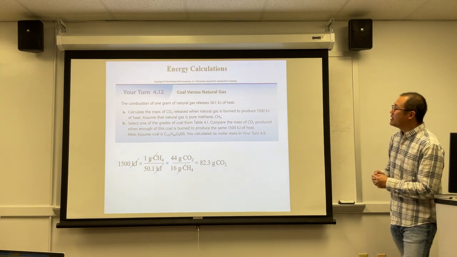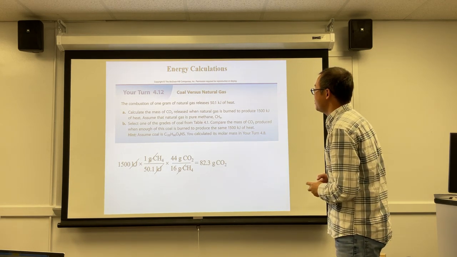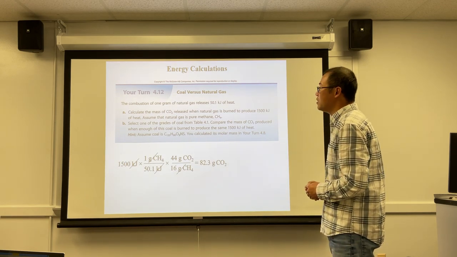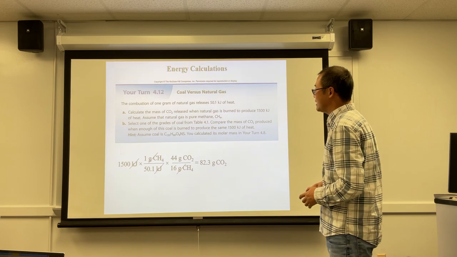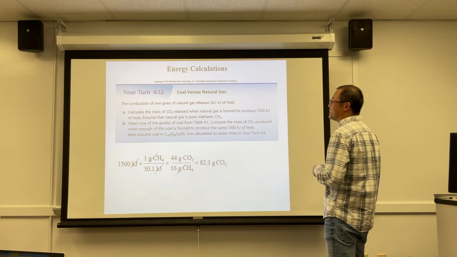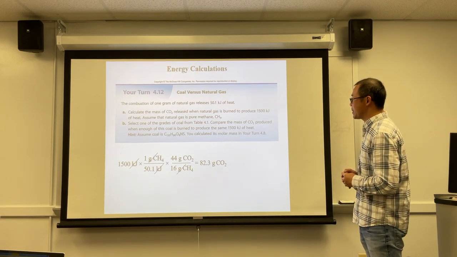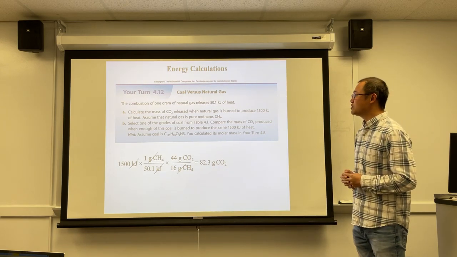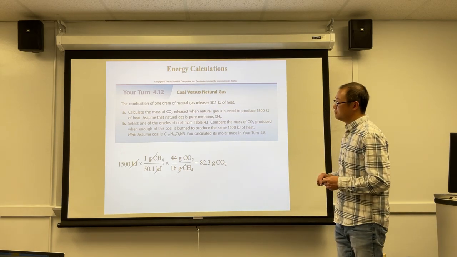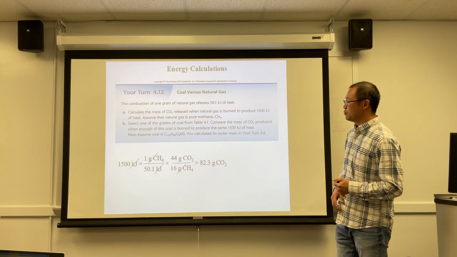Next is a comparison. I want to save the second one for you to work as well, but I want to show you how we work on this type of calculation using the first example, and then you can compare with coal. The first one asks us to calculate the mass of CO2 released if we want to produce 15 kilojoules of heat, assuming we're burning natural gas.